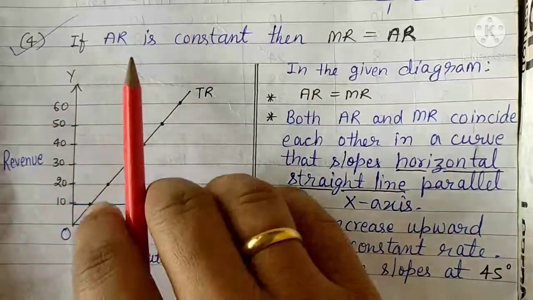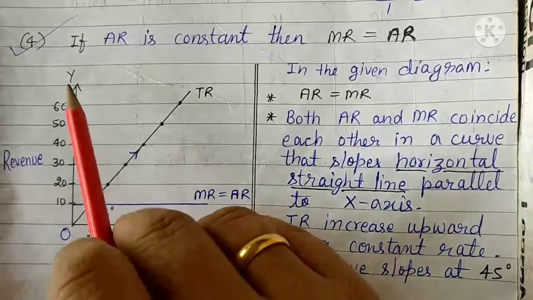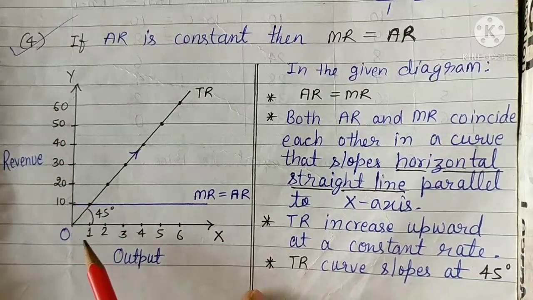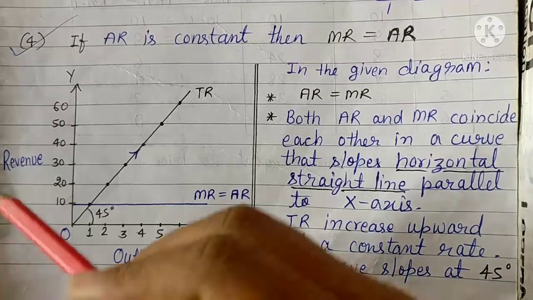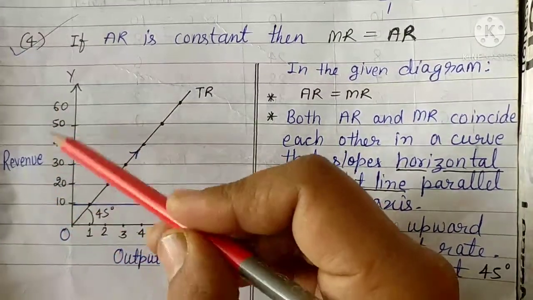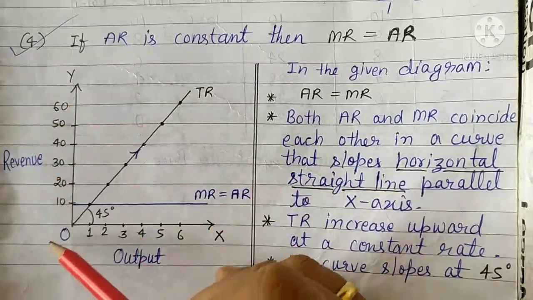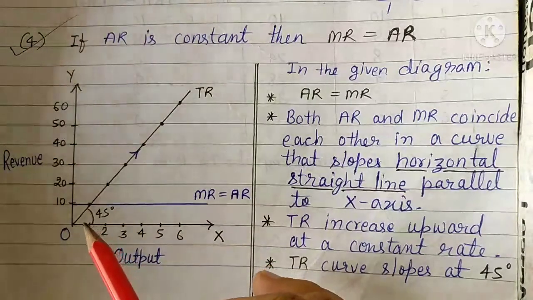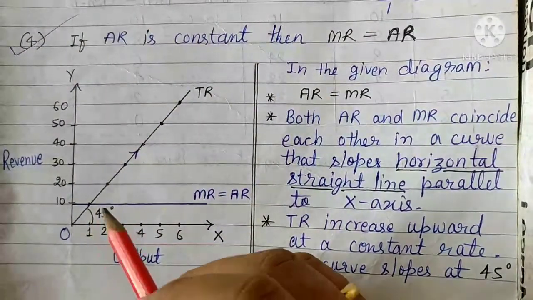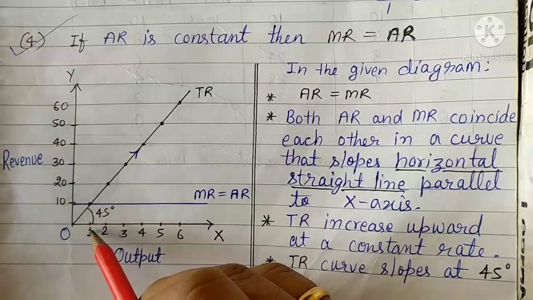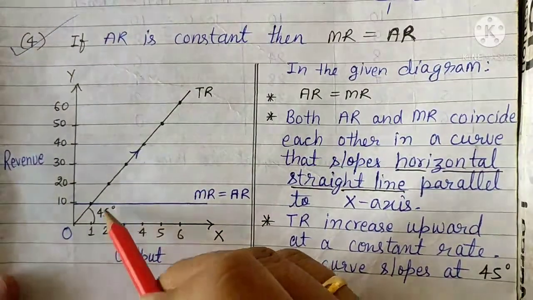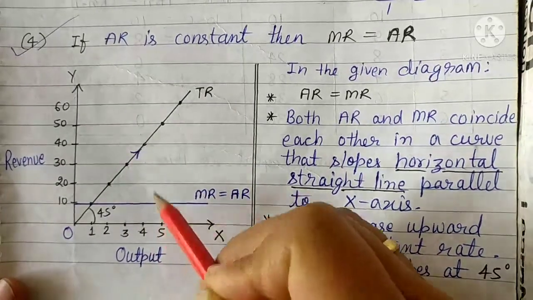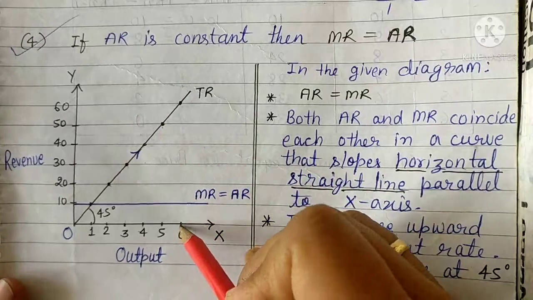So now let us understand this TR curve with the help of a diagram. Just see, we have taken the y-axis and x-axis. On the x-axis we have taken 1, 2, 3, 4, 5, 6, these are the units, and here we have taken the revenue, total revenue. Now we are showing our TR with the help of this diagram. We are taking the same values of TR as in the table. At first unit it was 10, then second unit 20, at third unit 30, fourth unit 40, fifth unit 50, then sixth unit 60.